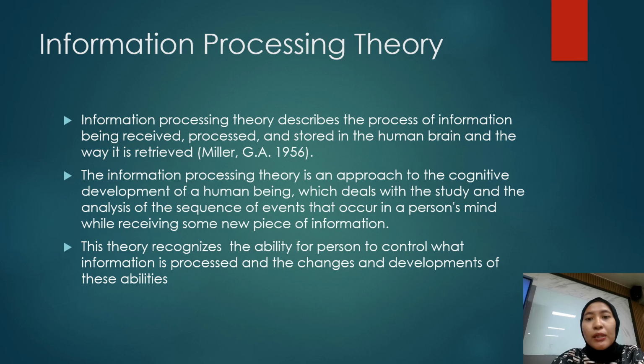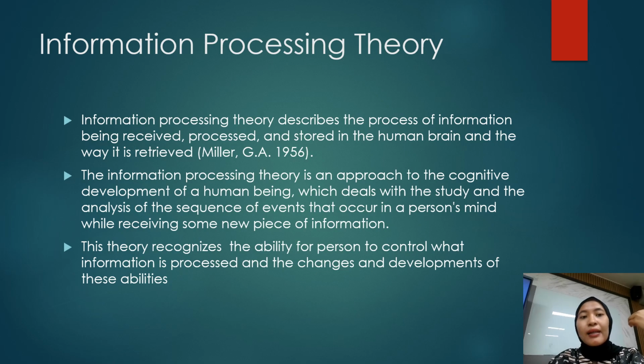Okay, next is about information processing theory. So what is information processing theory? This theory describes the process of information being received, processed, and stored in the human brain and the way it is retrieved. The information processing theory is an approach to the cognitive development of a human being, which deals with the study and the analysis of the sequence of events that occur in a person's mind while receiving some new piece of information. This theory recognizes the ability for a person to control what information is processed and the changes and development of these abilities.